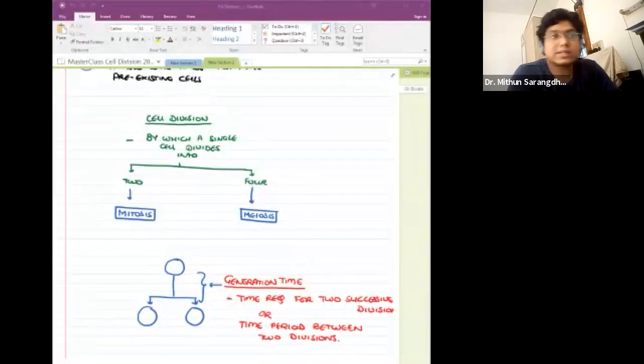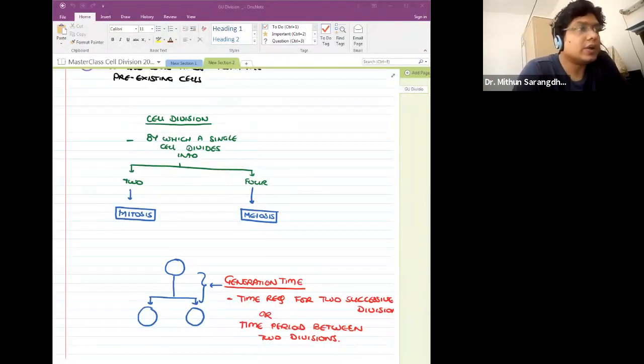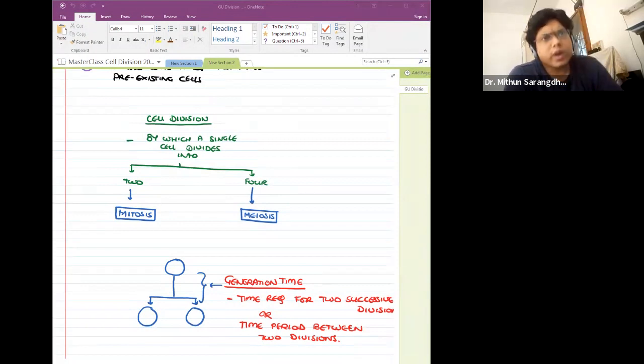Okay, so now once again, guys, if one single cell divides into two, what is the process we call it? We call it mitosis. And where do we generally see mitosis taking place? Mitosis will occur in all your body cells, like your skin cells, your organs, your tissues. All these places you are going to see mitosis.